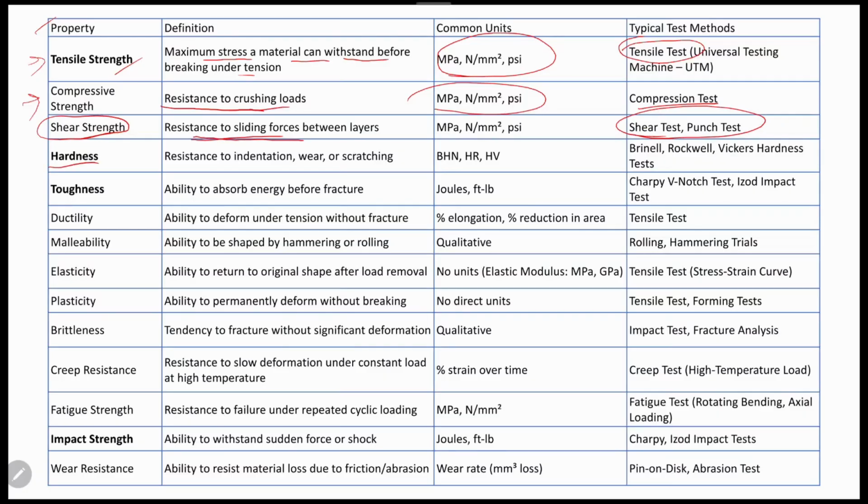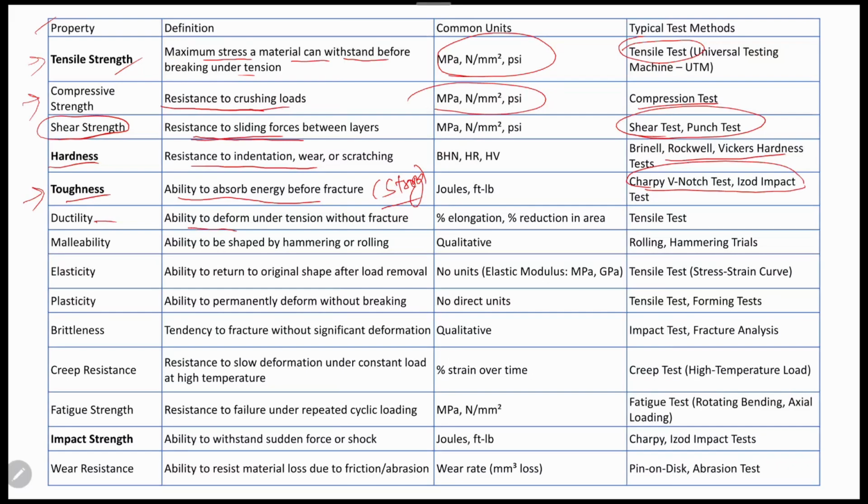Then hardness: resistance to indentation, wear and scratches. It is measured by Brinell, Rockwell and Vickers hardness. Then the next one is toughness. Here we use the Charpy test and Izod impact test to measure toughness. It is the ability to absorb energy and plastically deform before fracture. This means strength plus ductility. Structural steel is an example.